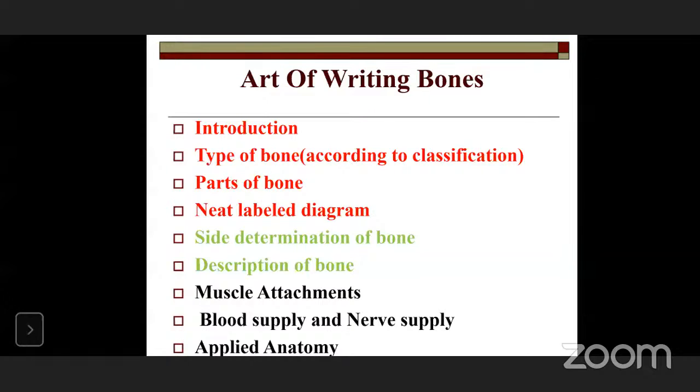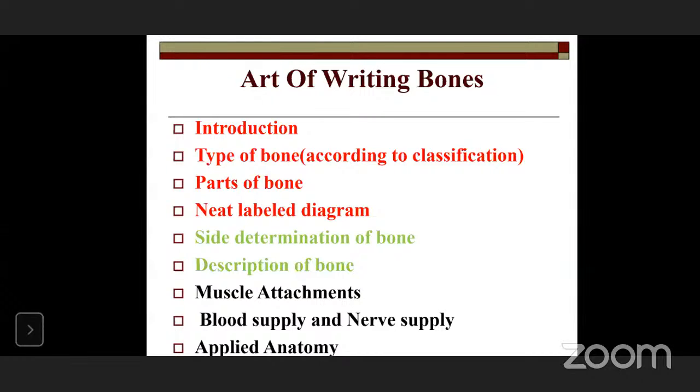Then comes the parts of the bone. Before giving the side determination points, first you have to write and explain the parts. Why are the parts very important before we explain the side determination? Because the side determination points have to be explained on the basis of the parts. So for that reason you should know the parts. First you write the parts, then after that you can explain the side determination points.